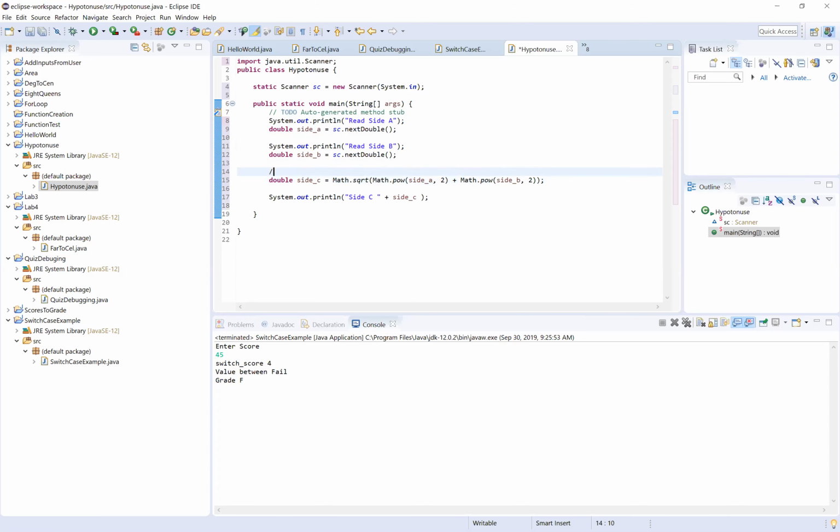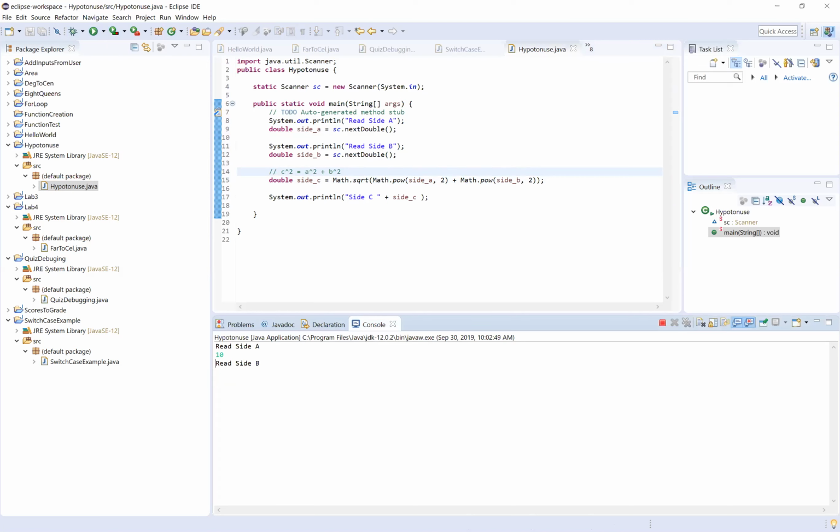So let's put a comment here. C square, and this is the symbol for power, is equal to a to the power of 2 plus b to the power of 2. There you go. Let's see if it works. It's asking for side A, which I'll say is 10, side B is say 20, and the root is side C, 22.2. Another way of checking it is sides of 3 and 4. If you put 3 and you put 4, the answer is 5. So this is how it actually works.